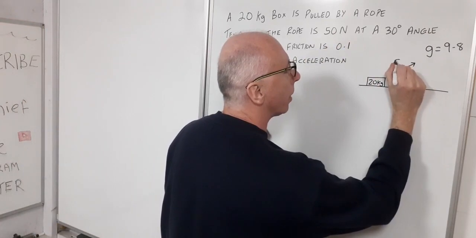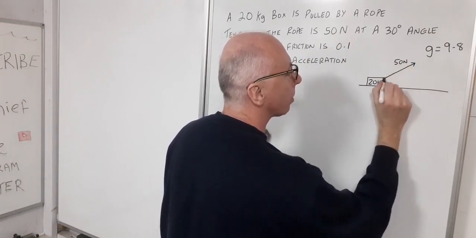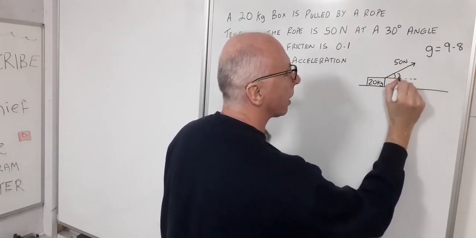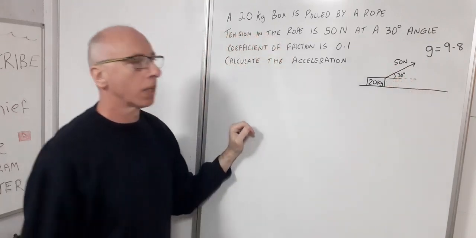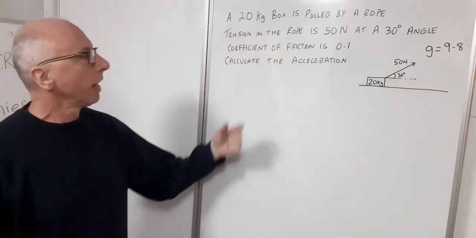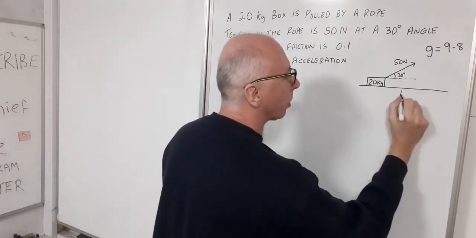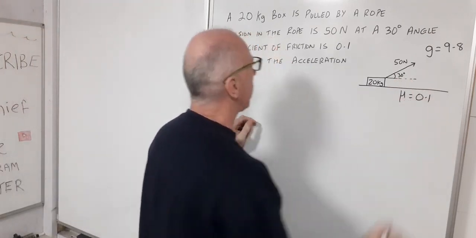So let's write that one there. So 50 newtons is our magnitude, and our angle is 30 degrees. So that's the forces we've got acting on it, and the coefficient of friction is 0.1. So that's all written in there.